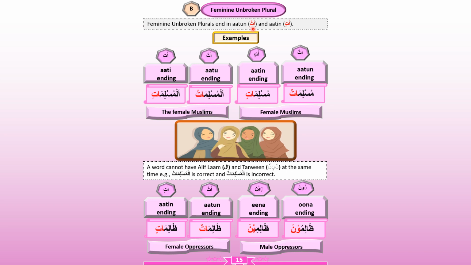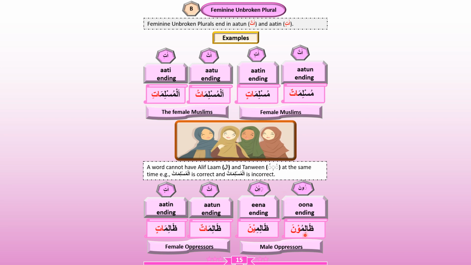We understand it to end in atun or atin. So atun, atin, or atu, ati, if there's alif lam at the beginning. So muslimatun, muslimatin, al-muslimatu, al-muslimati. Remember, we cannot say al-muslimatun or al-muslimatin because a word cannot be ma'rifa and nakira at the same time. So all of these mean female Muslims, in the plural sense, three or more, three plus.